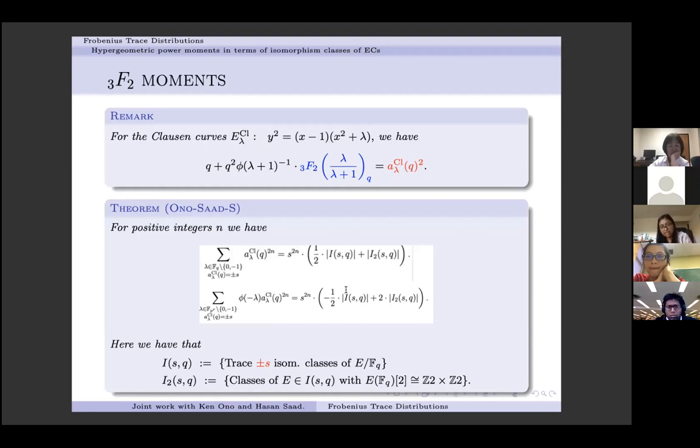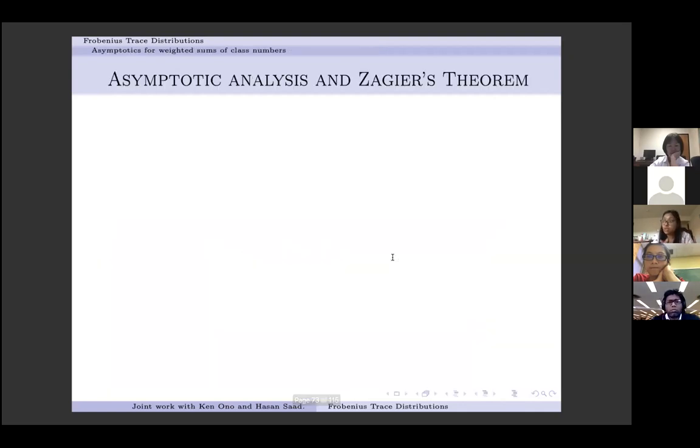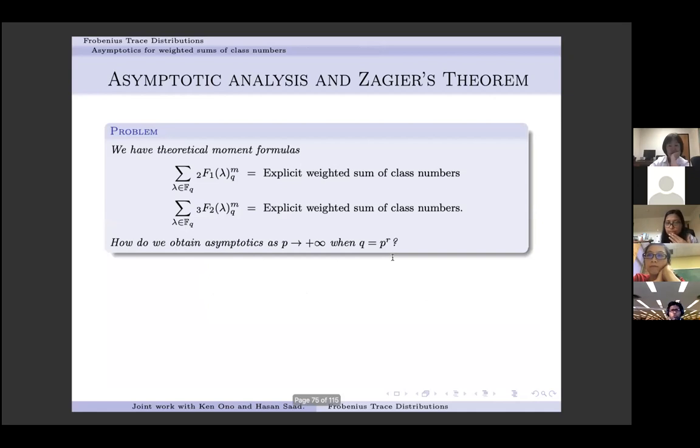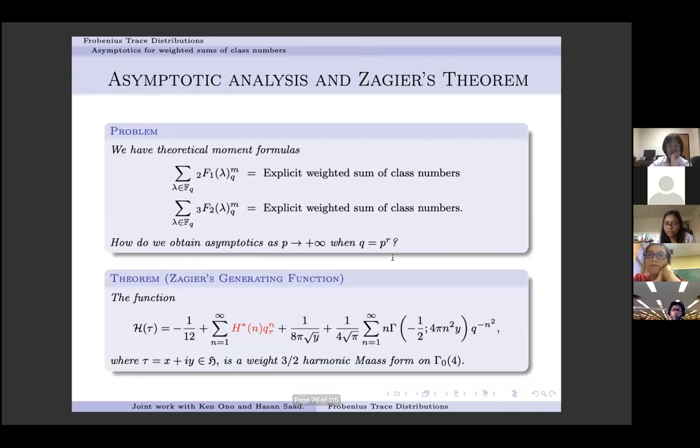So using this theorem, we obtain our 3F2 moments, which eventually are given in terms of some weighted sums of class numbers. In this way we obtain the 2F1 moments and 3F2 moments in terms of weighted sums of class numbers. Now that we have the moments in terms of class numbers, our next goal is to obtain their asymptotic formulas. To obtain asymptotic formulas, we will extensively use Zagier's function.